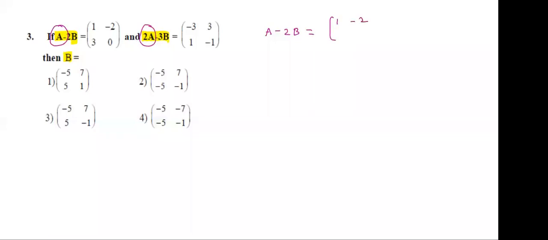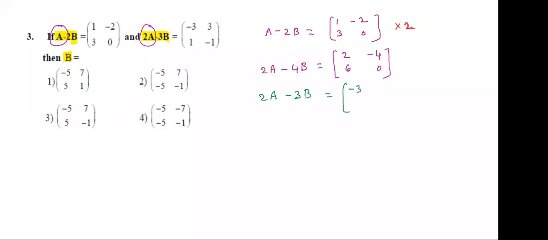1 minus 2, 3, 0. In this equation, multiply with 2. Then what happened? 2 into A, 2A, minus 4B is equal to, in the matrix also each and every element multiplied with 2: 2 minus 4, 6, 0. This is the first equation. Same like that, the second equation, already given: 2A minus 3B is equal to minus 3, 3, 1, minus 1.